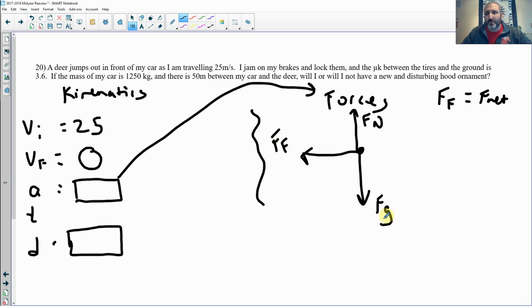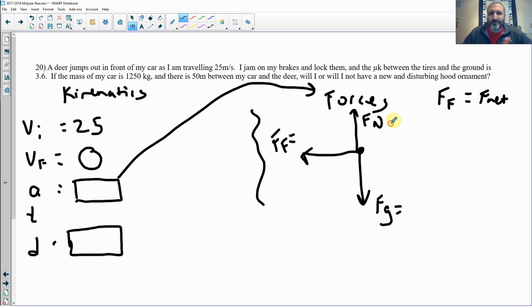Guess what the normal force and gravity are going to do? Cancel out. So whatever these two are, it doesn't matter. The FF is what I need to figure out because that's going to equal my net force, which is equal to my MA, which means I can figure out the acceleration and figure out how far it takes me to stop. I hope that line of thinking makes sense.